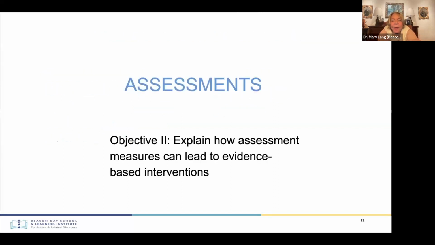Let's talk now about assessments. And the objective here is to explain how assessment measures can lead to evidence-based interventions.